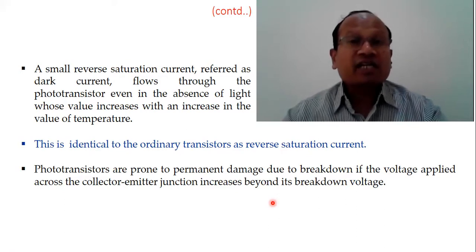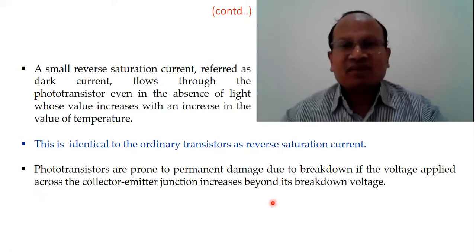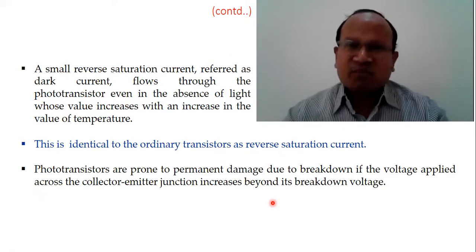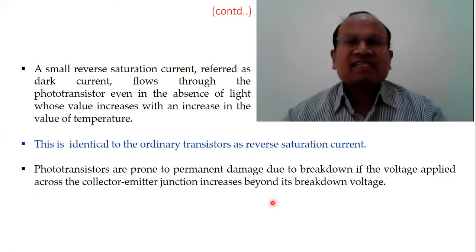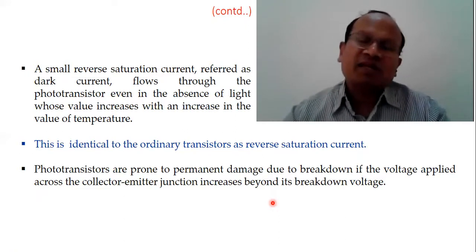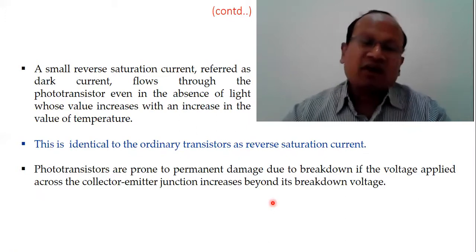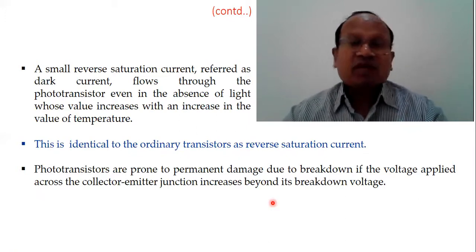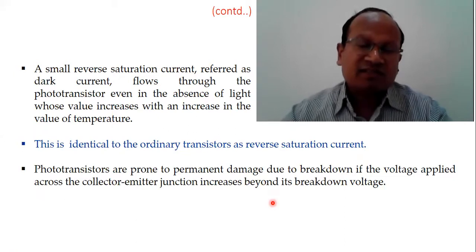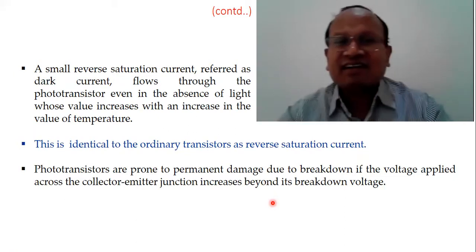So in the active mode, some reverse saturation current flows. We call it ICBO or ICO. That corresponding term in a phototransistor is dark current. Since we are not providing any bias to the base region, what we are providing is the light optical power. So there is no bias, or reverse bias, a reverse saturation current in the phototransistor, no light, but there is still some current. That current is dark current.